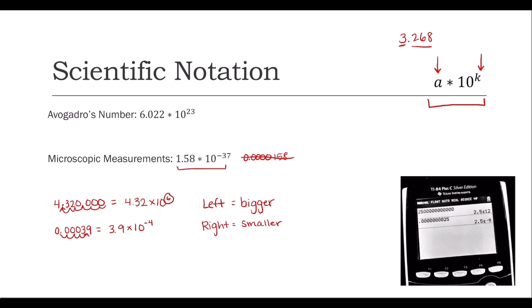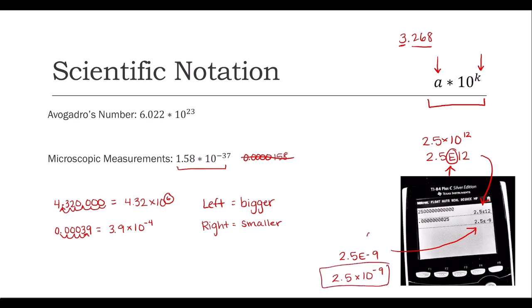An important thing to note is on your calculator, it'll write scientific notation like this, 2.5E12, as shown here. You never want to write something like that on a test, this E. You'd always want to write it out 2.5 times 10 to the 12th. On a test, they won't take something like this. That's the same thing with really small numbers. This 2.5E negative 9 is the same as 2.5 times 10 to the negative 9th. And you would always want to write it in this form, not in this form.